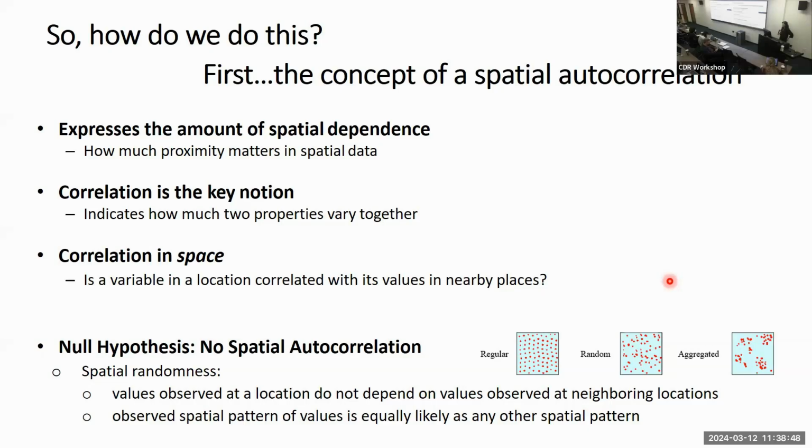When we're talking about spatial autocorrelation, testing it, our null hypothesis is that there is no spatial autocorrelation, but instead we have spatial randomness. That the values at the observed location do not depend on the values observed at nearby locations, and that whatever spatial pattern we observe is equally likely as any other spatial pattern. So we don't want to see aggregated, and we also don't want to see regular.